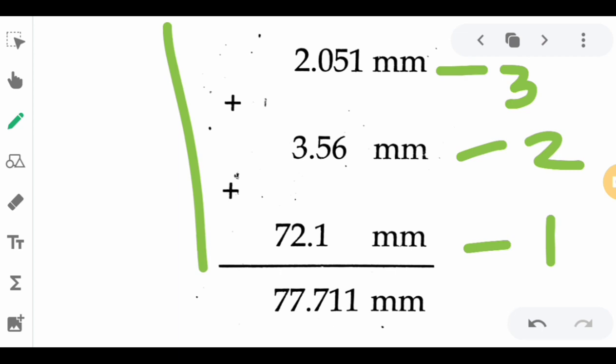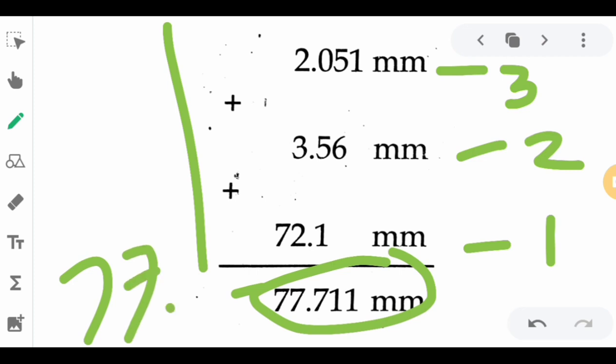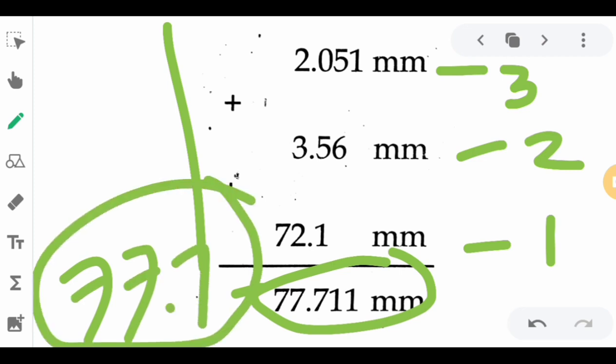But then the final answer should only have 1 decimal place since that is the least number of decimal places among the addends. So therefore, the final answer for this one is 77.7 millimeter. This is the final answer. You will base on the least decimal place among the addends.